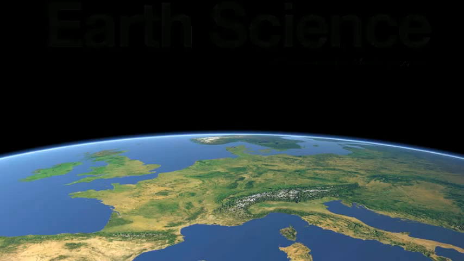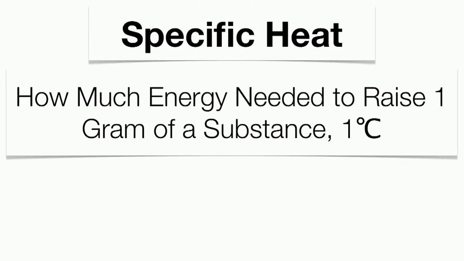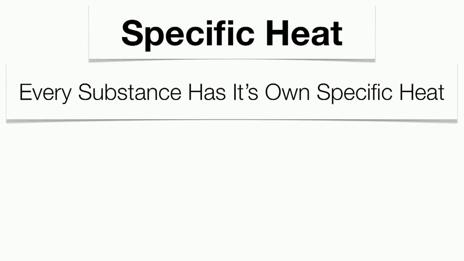Today we're going to be talking about a phenomenon called specific heat. Now the true definition of specific heat is basically how much heat energy is needed to raise 1 gram of a substance 1 degree Celsius. An easier way to remember that is basically how quickly or how slowly something's going to heat up or cool off. When dealing with specific heats, every single substance on the planet has its own specific heat. Every substance on the planet heats and cools at its own rate.